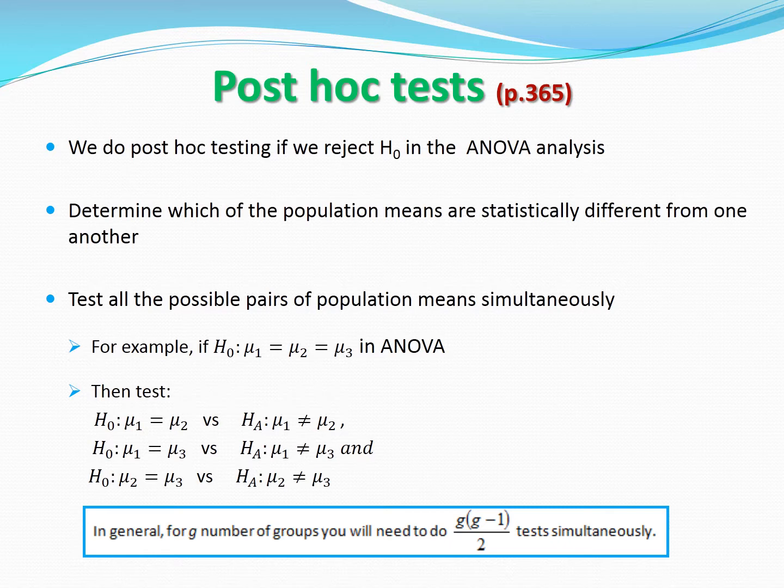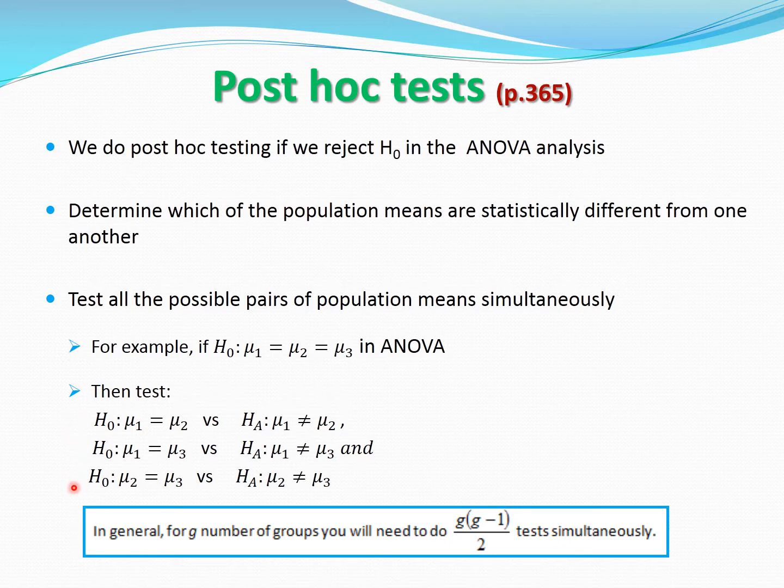Now we will test all the different pairs for the population means simultaneously, and we can use this guideline to determine how many tests we need to conduct. So let's say, for instance, that we have 3 groups. Then our number of tests will be the number of groups times the number of groups minus 1, divided by 2. So 3 times 2 divided by 2 will give us 3 tests. Since we will test population mean 1 against population mean 2, population mean 1 against population mean 3, and population mean 2 against population mean 3. So these will be our post hoc tests.